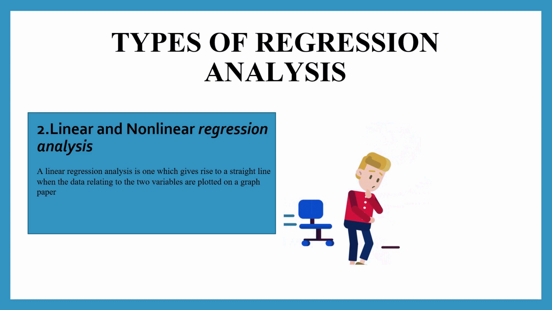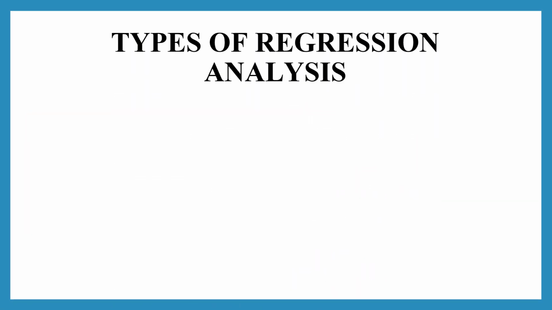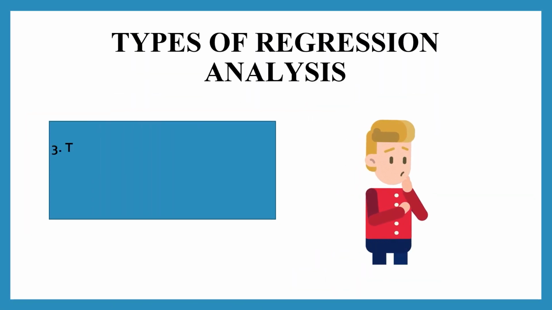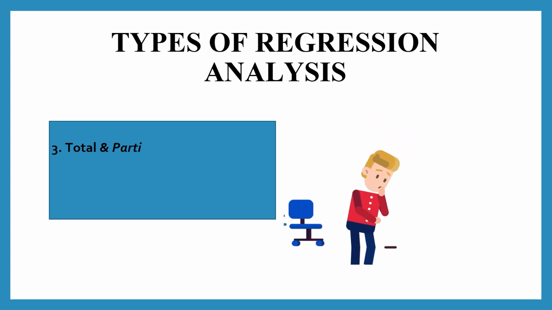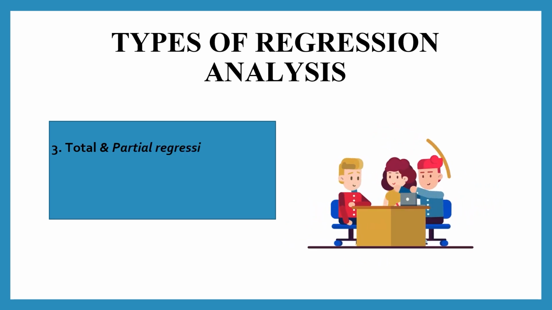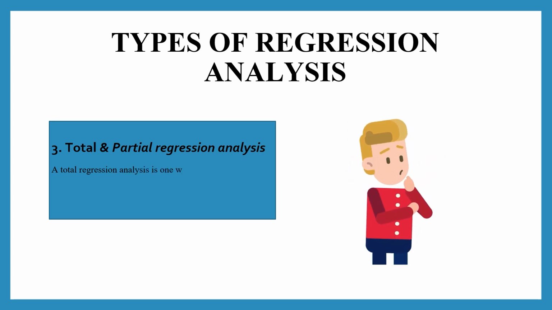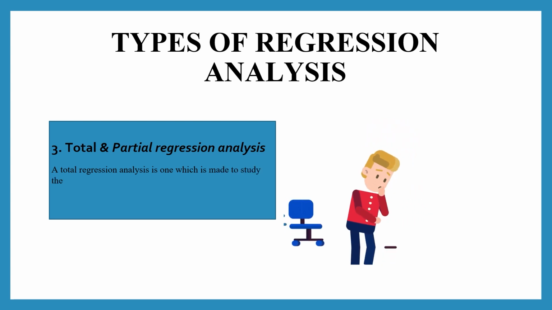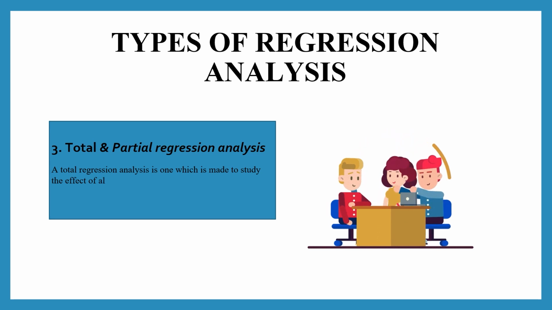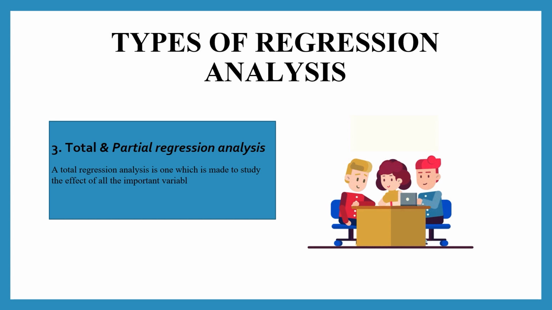Total and partial regression analysis. A total regression analysis is one which is made to study the effect of all the important variables on one another. For example, when the effect of advertising expenditure, income of the people, and price of the goods on the volume of sales are measured, it is the case of total regression analysis. A partial regression analysis, on the other hand, is one which is made to study the effect of one or two relevant variables on the other variable.